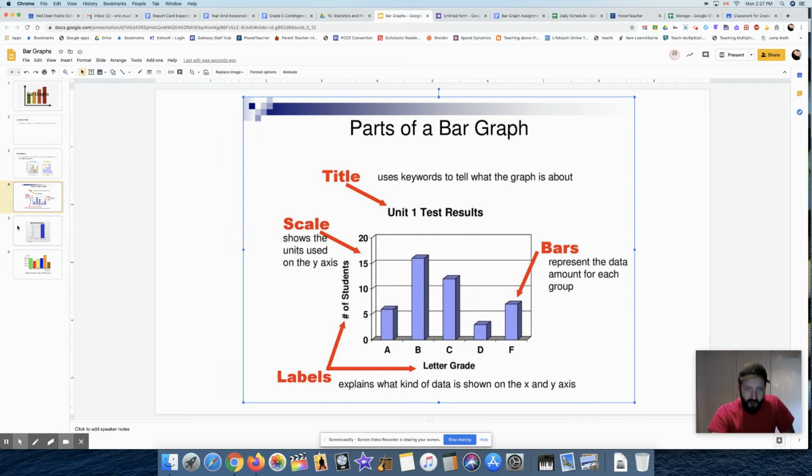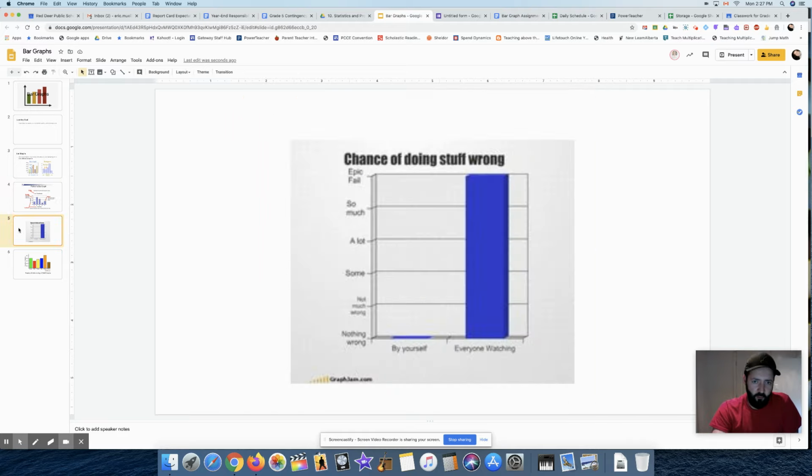Okay, so bar graphs, uses for them. Sometimes you can create a little bit of humor using bar graphs. So this is the chances of doing something wrong. If you're by yourself, you can see that there's a 0% chance that you're going to do anything wrong. But of course, when everyone is watching, you're going to have an epic fail, right? So you can create some humor using bar graphs.